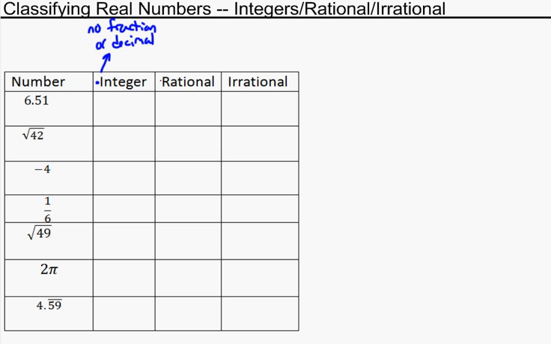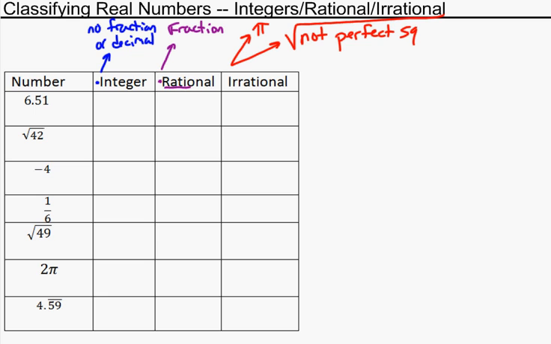When I think about rational, I'm looking at a ratio or any sort of fraction, and that fraction has to involve just integers. And last but not least, irrational, for us, is going to fit into one of three categories. Anything involving pi, or anything involving a square root that is not a perfect square. You can use a calculator to check that.